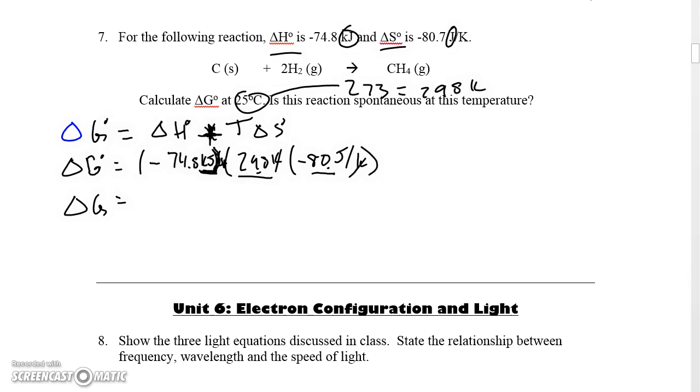So then once I add these two together, I'm going to end up with negative 50.75 kilojoules. If you converted the kilojoules to joules, then we would just multiply our answer by 1,000. The issue here is, is it spontaneous? Well, we have a negative delta G. And that negative delta G indicates that, yes, this is spontaneous.